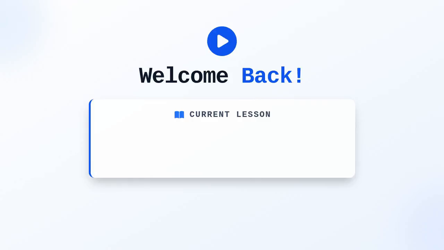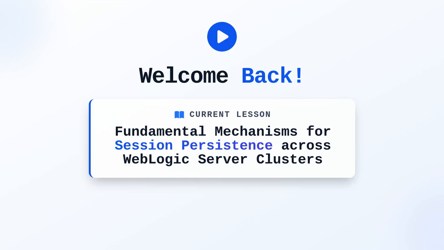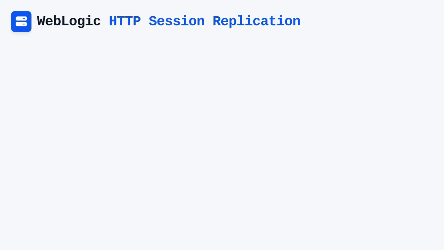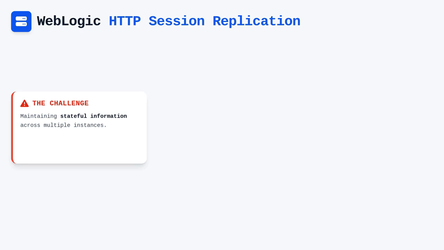Welcome back. In this lesson, we will focus on the fundamental mechanisms used to ensure session persistence across WebLogic server clusters. When we construct highly available architectures, the primary challenge is maintaining stateful information across multiple application server instances. In WebLogic, this is achieved through HTTP session replication, which moves current user session data from one server to another as cluster members participate in a shared state environment.